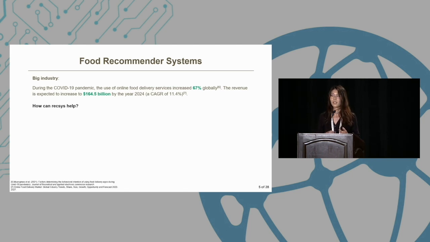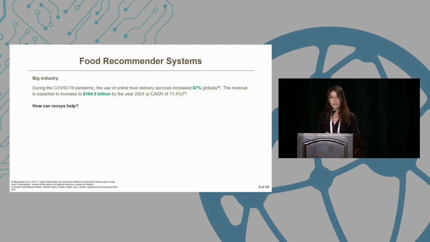So to give a sense of the problem space that we are working with, the food delivery industry has been growing really fast during the past years, especially during the pandemic period. Like I myself rely very heavily on food delivery apps during those times. And in this work, we basically consider building food recommender systems for those food delivery apps.